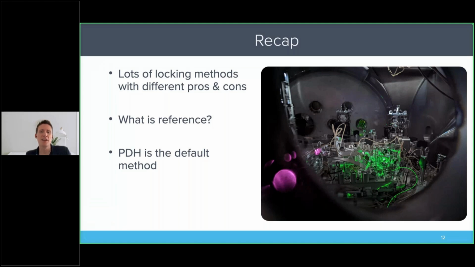But if you asked me, how should I lock my cavity? If I didn't know anything about what you were doing, I would just say use PDH. It's the vanilla, the default, the kind of industry standard technique.